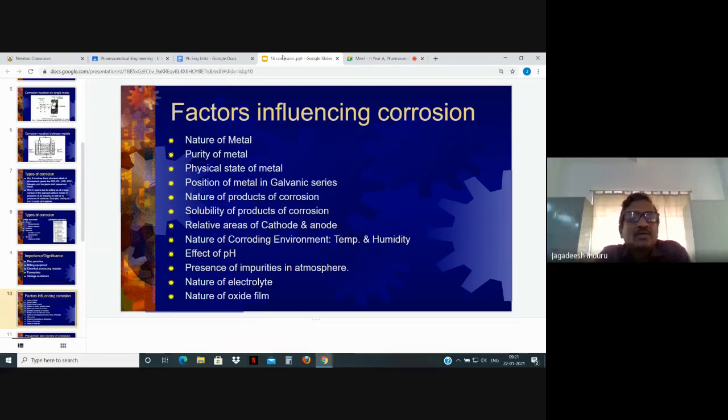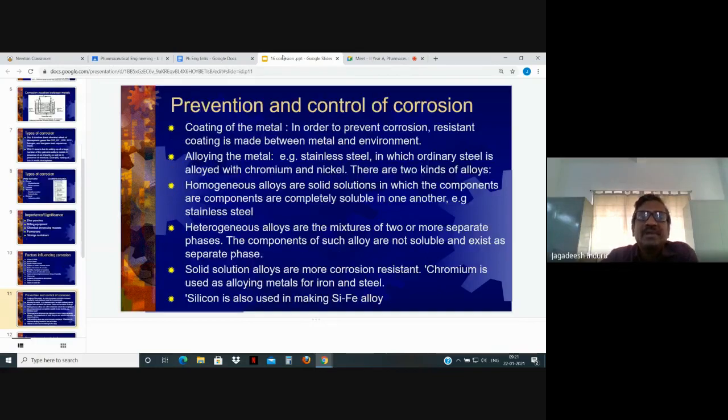Okay, now we are going to enter into the next topic, which is very, very important and most probable: prevention and control of corrosion. We have already seen the factors, we have seen the types, and we know how it is going to happen. Now we are going to see the prevention and control of corrosion.